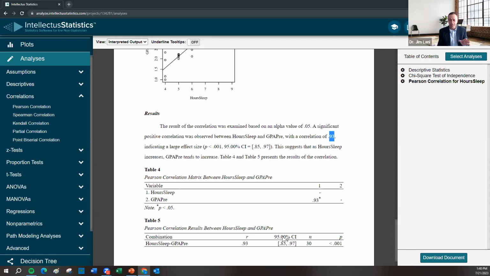We have a couple of ways of laying out that table. The matrix would be more useful if we had lots of relationships. For just one relationship, we might just look at that. Okay. Questions about a correlation at all?